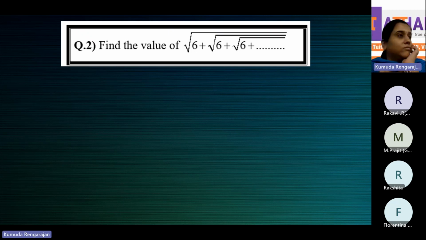Find the value of this expression. Now take down the question.